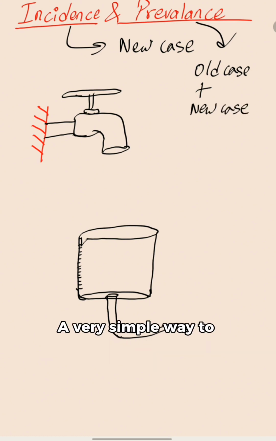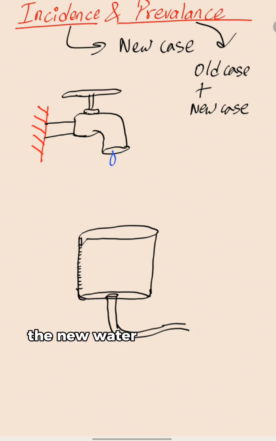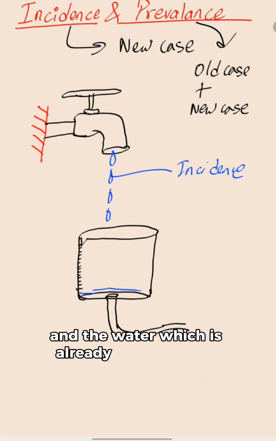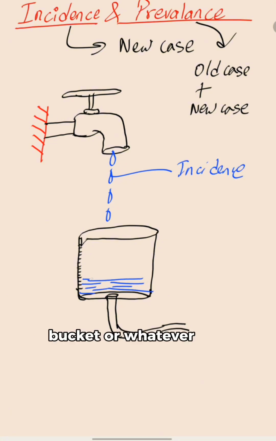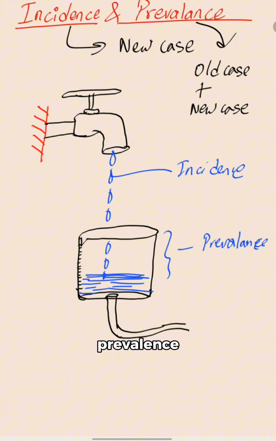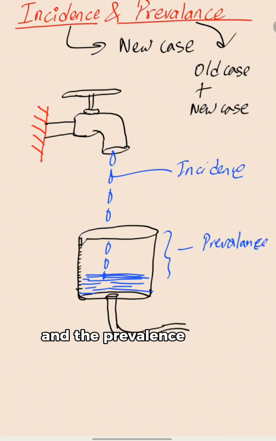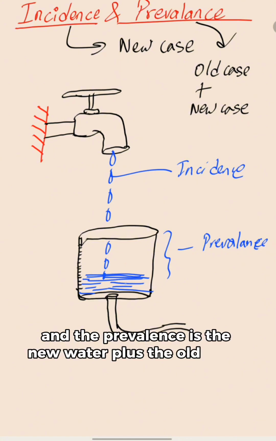A very simple way to understand this is incidence is the new drop of water coming out from the tap, right? The new water that is coming out of the tap. This is incidence. And the water which is already present in the bucket or whatever the container is, along with the new water, the old water is also present. So this is prevalence, right? So incidence is the new water coming inside the bucket, and prevalence is the new water plus the old water.